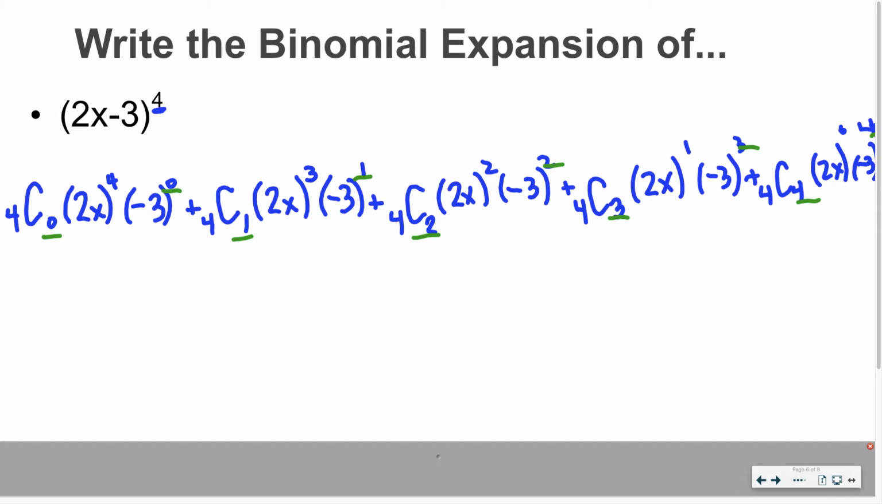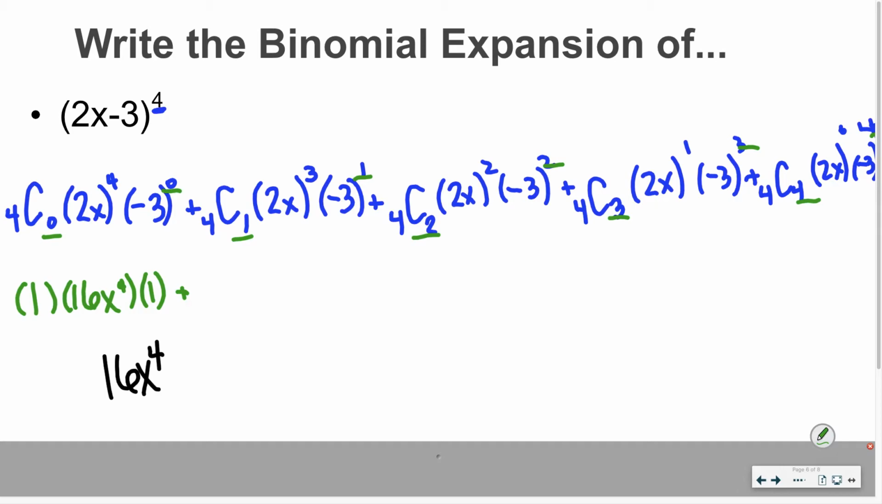So help me out. What is 4 combinations of 0? 1. So we have 1 times 2x to the 4th would be 16x to the 4th, and negative 3 to the 0 is 1. So those 3 numbers get multiplied to 16x to the 4th, and that's our first term. Then we have our second term.